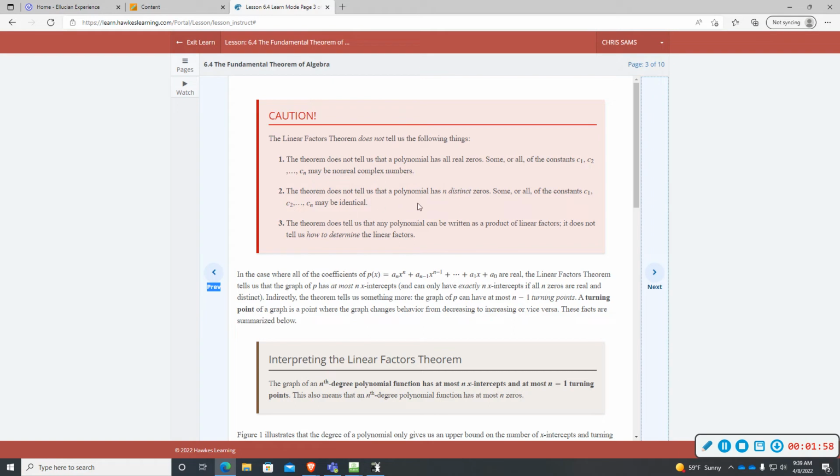So here is an important piece of information that I think is good. This caution says linear factors do not tell us the following things. Once you factor or find the zeros and write it in linear factors, this theorem does not tell you that the polynomial will have all real zeros. Some of them will be non-real or complex numbers. The theorem does not tell us that a polynomial has n distinct zeros, which means n different zeros. Some or all of the constants c may be identical. So sometimes those zeros will repeat. You will have the same one over and over again, which we'll talk about when we discuss multiplicity. And then it says the theorem does not tell us how to determine the linear factors. So all of that is very important.